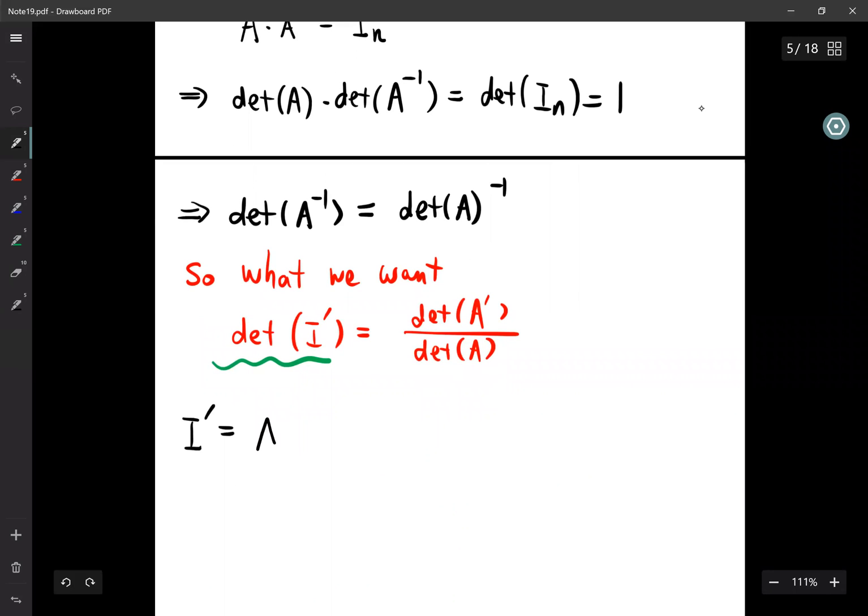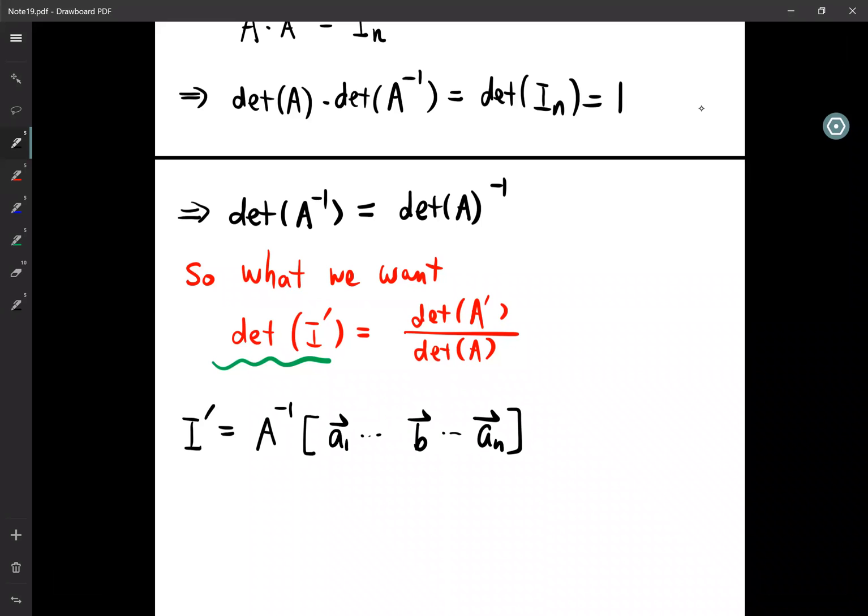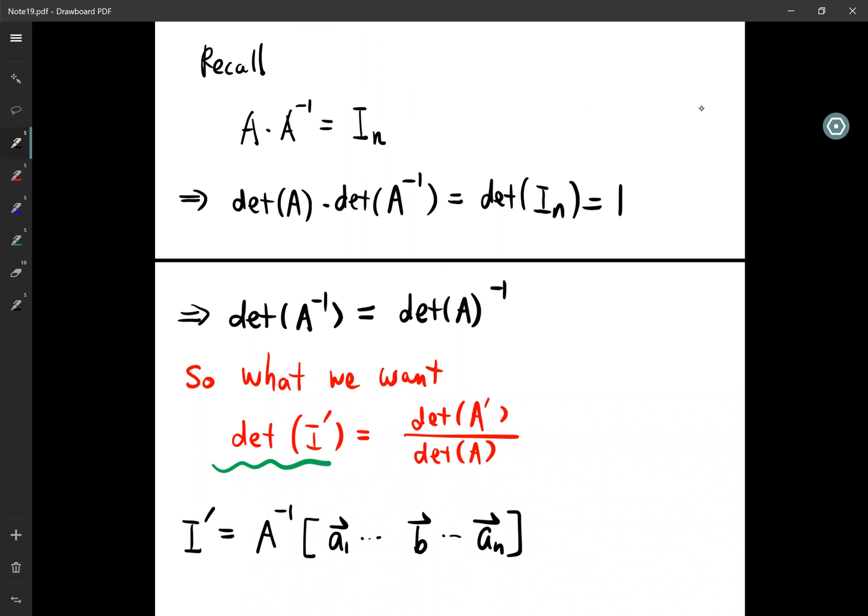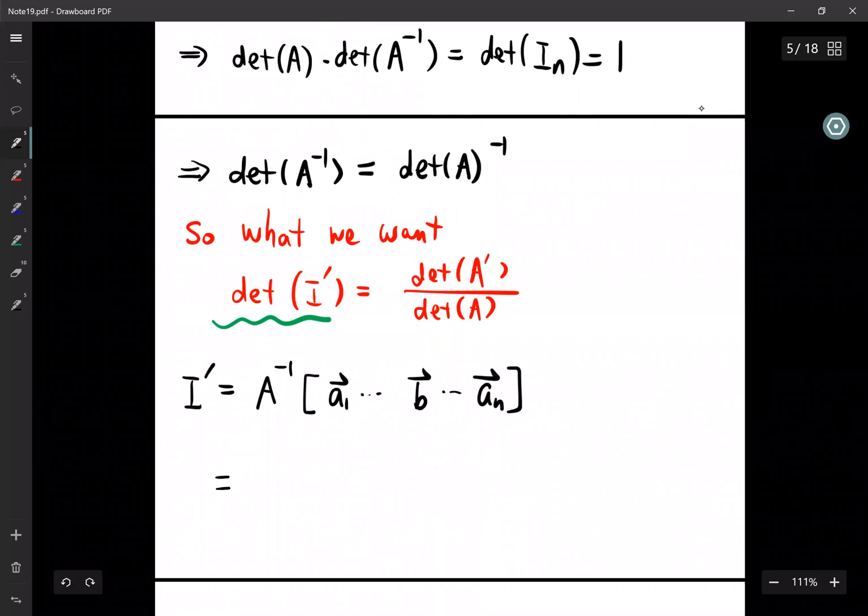So this is A inverse times A, that is, A inverse times A1 through AN. What is that? A inverse times A1 is just the first column of the identity matrix, because A inverse times A is the identity, and this is really the first column of A, so this is just E1. So A inverse times the first column of A is guaranteed to be 1, 0, 0, 0, 0.